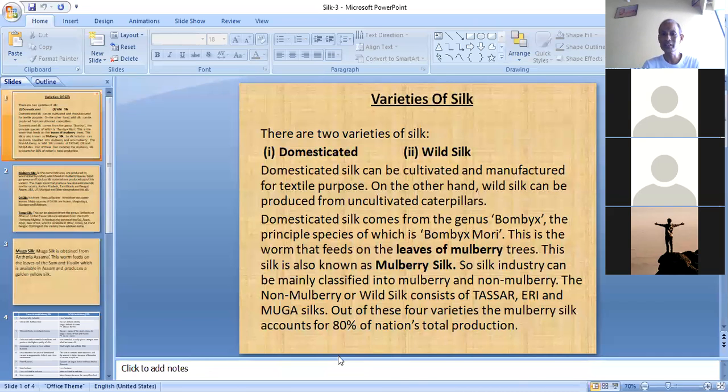So silk industry can be mainly classified into mulberry and non-mulberry. The non-mulberry or wild silk consist of tussar, ari, and muga silks. Out of these 4 varieties, the mulberry silk accounts for 80% of nation's total production.